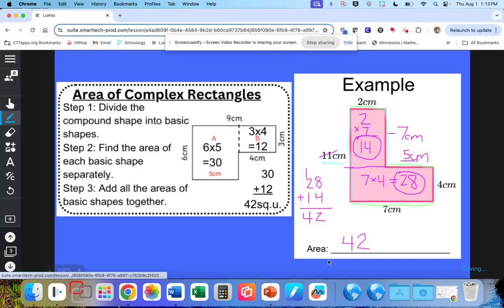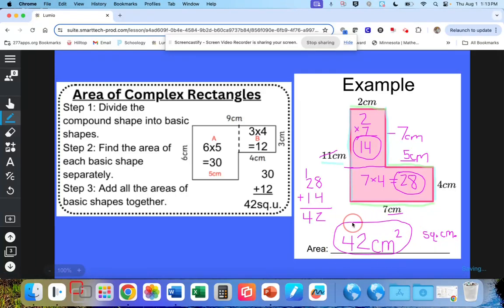Now, 42 is not my answer completely yet. I need to have a label on this. So I see that it's centimeters and I know it's area. So I need to square my label. So cm is the abbreviation for centimeters. And I can put my little exponent 2, which means squared. I could also write this as sq. cm, or I could have written out completely squared and then the word centimeters. This way right here is one of your fastest methods that you can do.